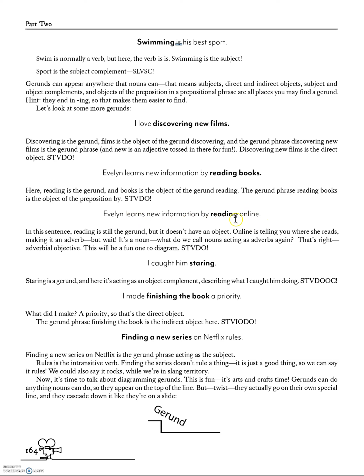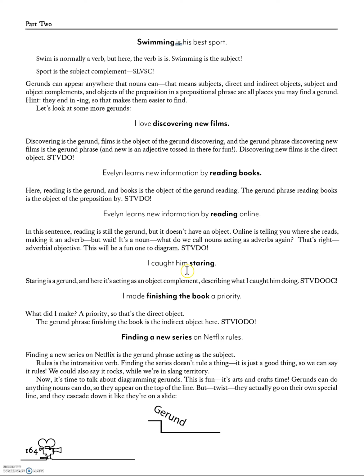So in this case, this is still a prepositional phrase, but it's just by reading, and then online is an adverb telling me how she reads. Whereas in this one, she's literally reading books. So books is the object of the gerund. Online tells me how. So that is an adverb. So slightly different type of sentence.